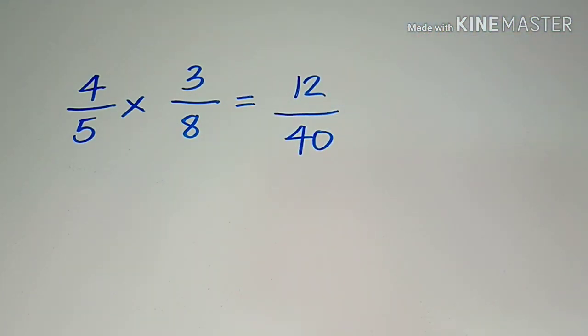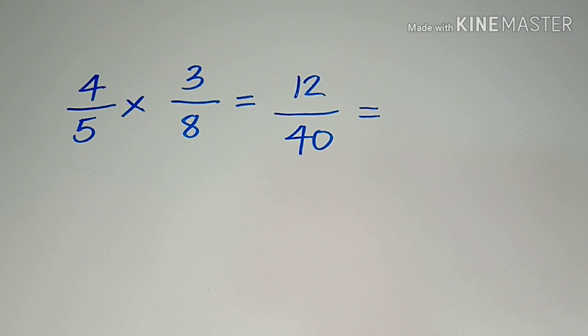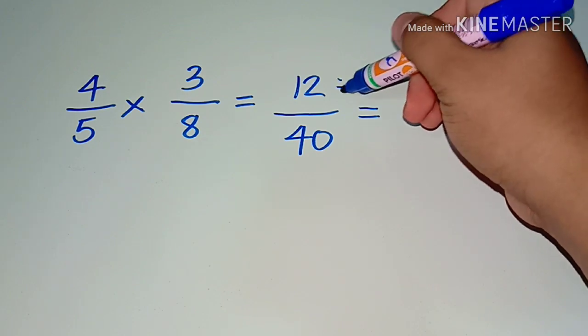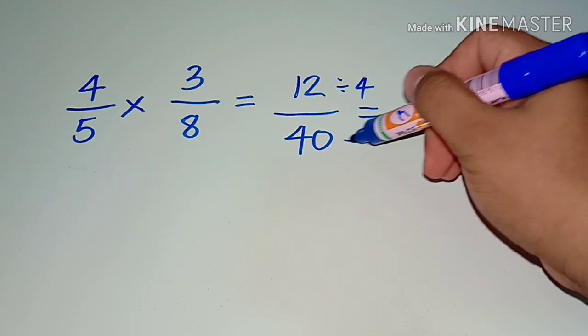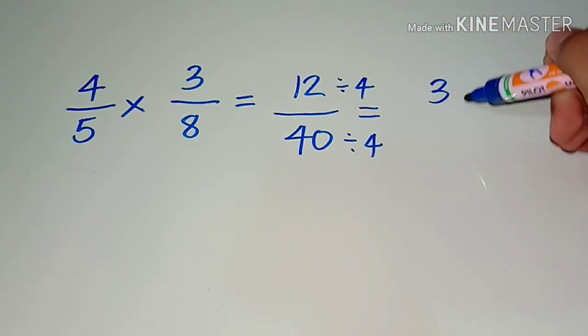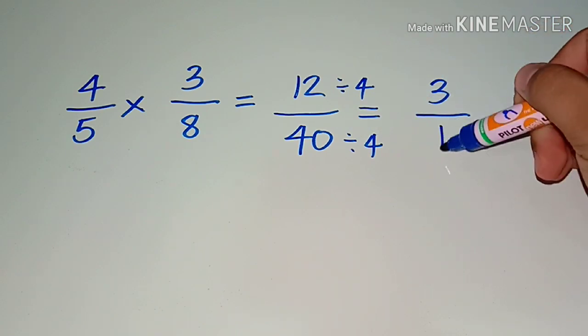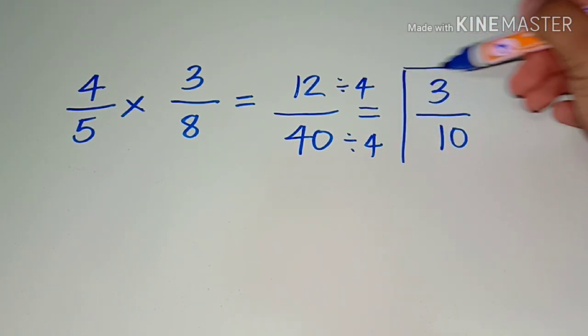But if you try to notice, you can still simplify the product. So that means you really have to simplify that one into its simplest form. And we can simplify that one by dividing it by their common factor, which is 4. So 12 divided by 4 is equal to 3. 40 divided by 4 is equal to 10. So that means 4/5 times 3/8 will give you 3/10.